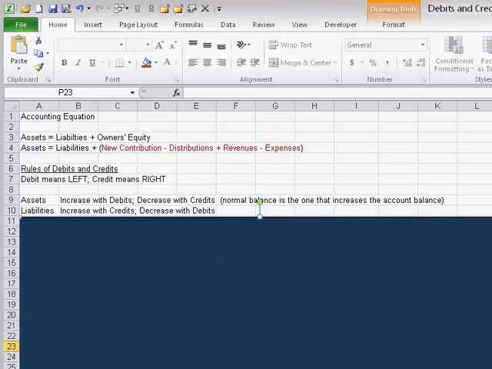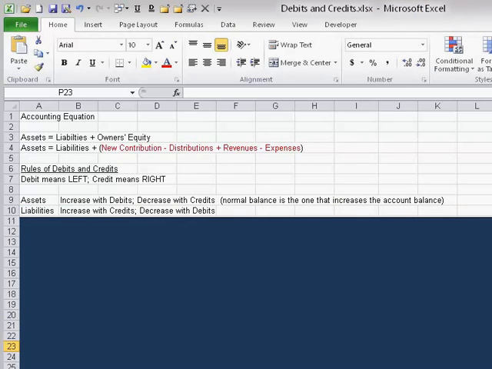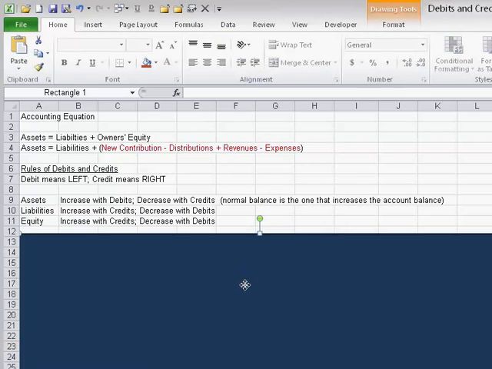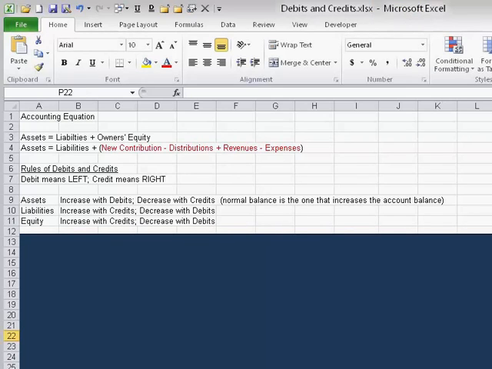Now, liabilities, they increase with credits and they decrease with debits. That means their normal balance is a credit balance. Equity behaves just like a liability, and we would expect it to because it's on the same side of the accounting equation. The equity increases with the credits and it decreases with a debit.